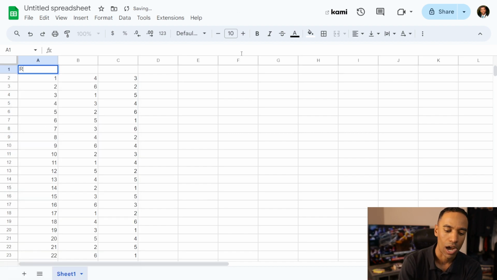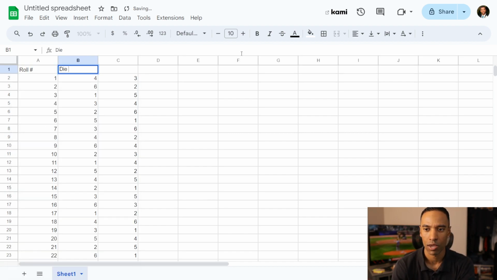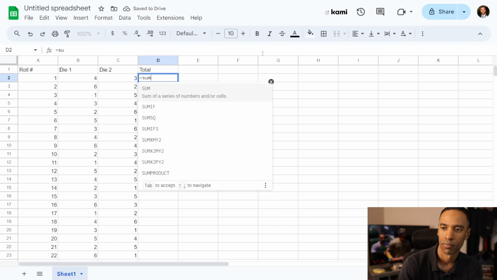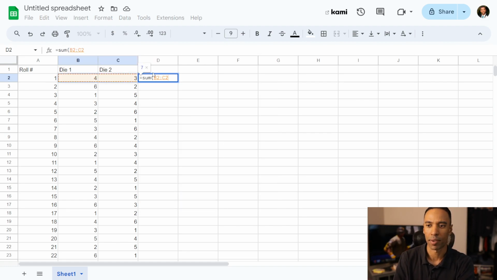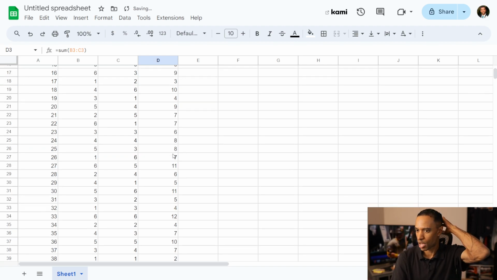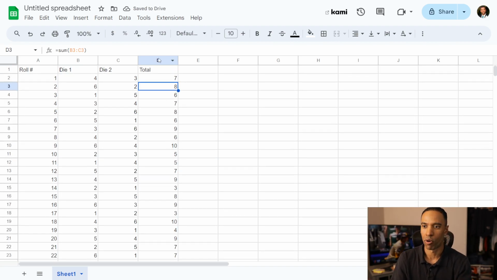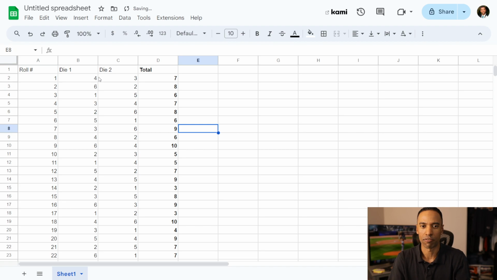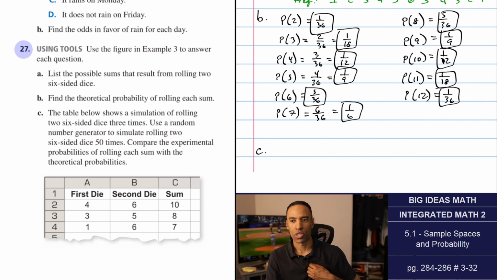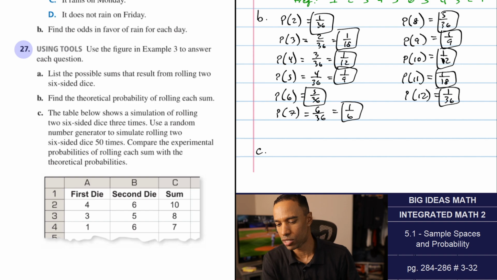ChatGPT is a he. Roll number, die 1, die 2, and let's get the total. So we're going to get the sum of those. There are probably calculator things on, like website things that do this. But here are our different sums, okay? So this bold one are going to be the different sums. Now what they want is to compare the experimental probabilities of rolling each sum with the theoretical probabilities. So let's see if I can do that.